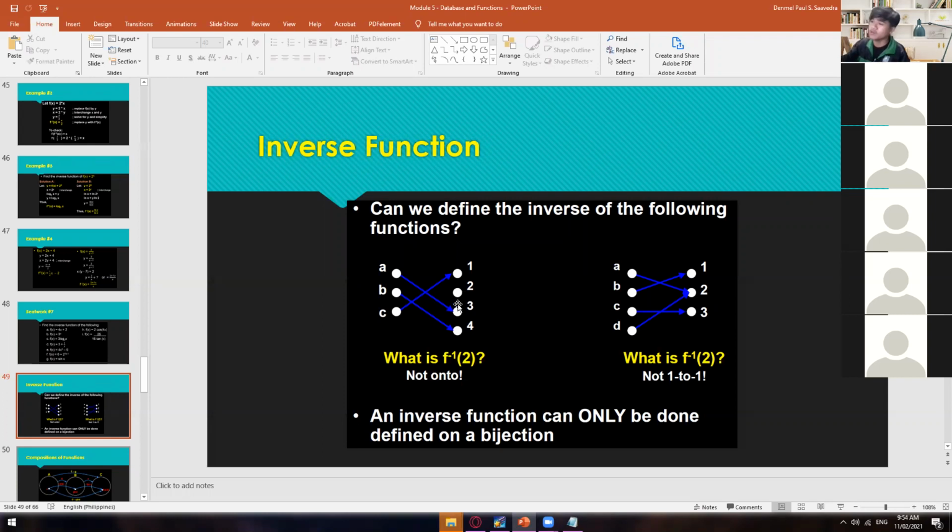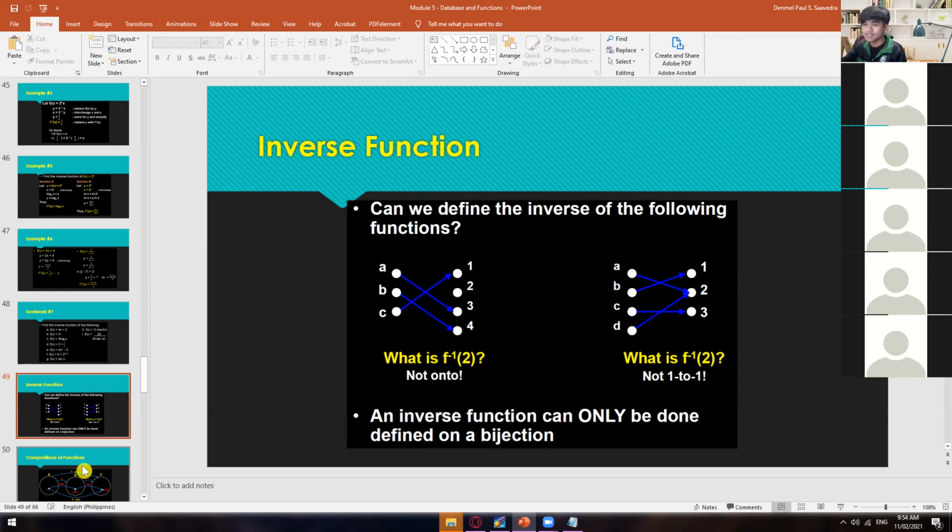Okay, so you can only do the inverse function if it's an onto function. If it's a bijection, so not only onto, but it should be a one-to-one function also. So one-to-one and then onto function. That is the only time that you can do the inverse. All right. This one is also not one-to-one, so you cannot apply the inverse function for this one.